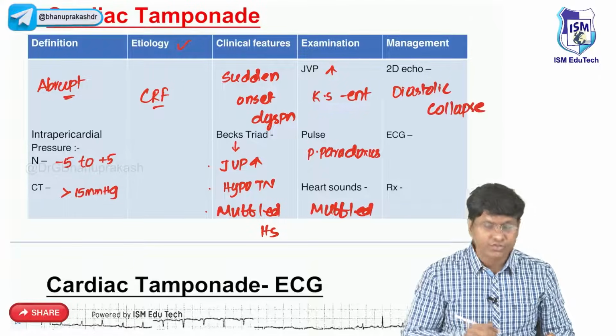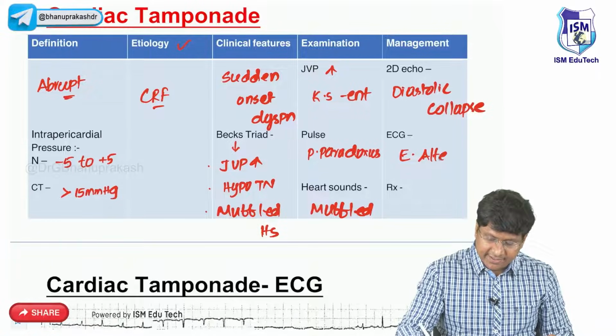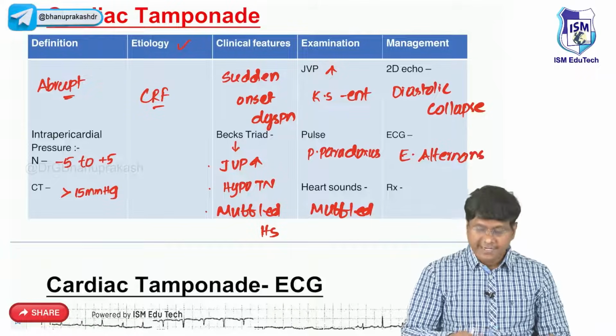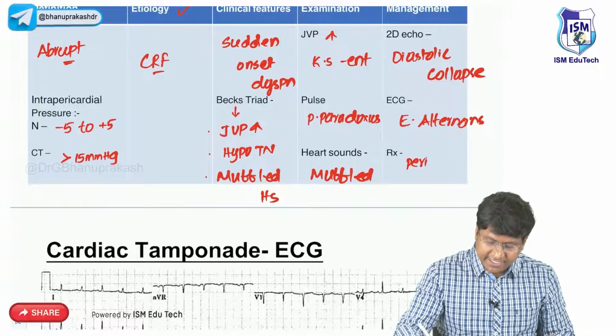Right? There is diastolic collapse of the ventricle. And on ECG, just now we were discussing that there will be electrical alternans, right? Where you have alternating large and small complexes. And the immediate treatment that you need to do in cardiac tamponade is pericardiocentesis.